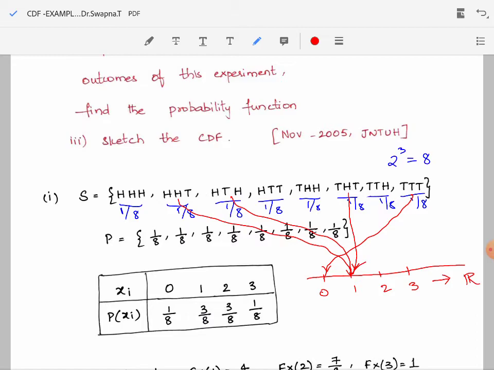Then 2, number of heads 2. So THH, this comes here, this comes here, and TTH. TTH has actually, okay, let me remove this.